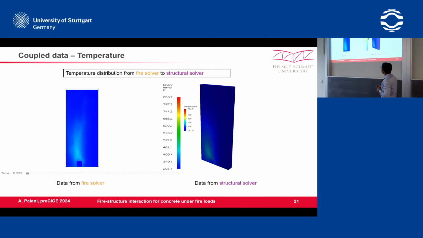So this is a preliminary test case that is still running, and here you can see on the left side the temperature data from the post-processor of the fire solver FDS, and here it is the transfer data that we get from the structural solver. Here we can see that the exchange is good, and we got what we wanted.